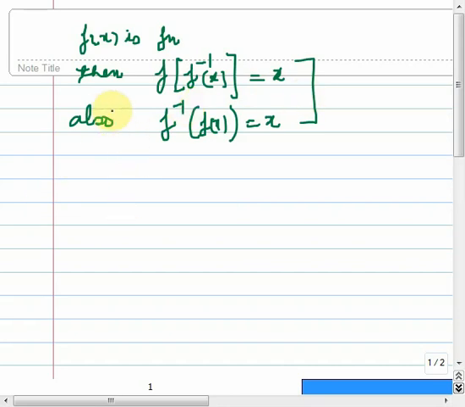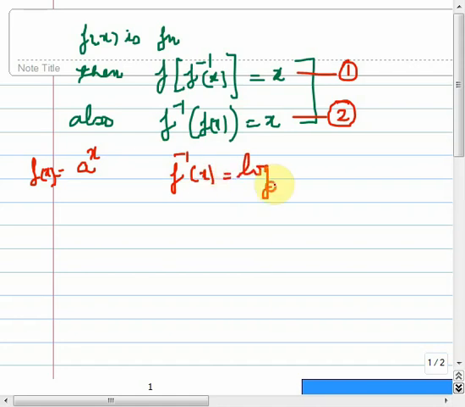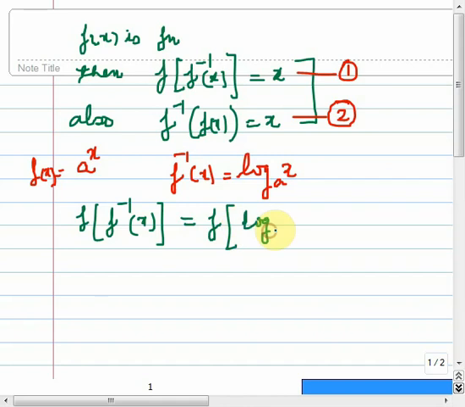Now we take equation number 1. This is equation number 2. What were our functions? a to the power x is equal to f(x), and its inverse is log x to the base a. Now we have to find f of f inverse x. That is the left hand side of equation 1. This will be f of f inverse x, where f inverse x is log x to the base a.